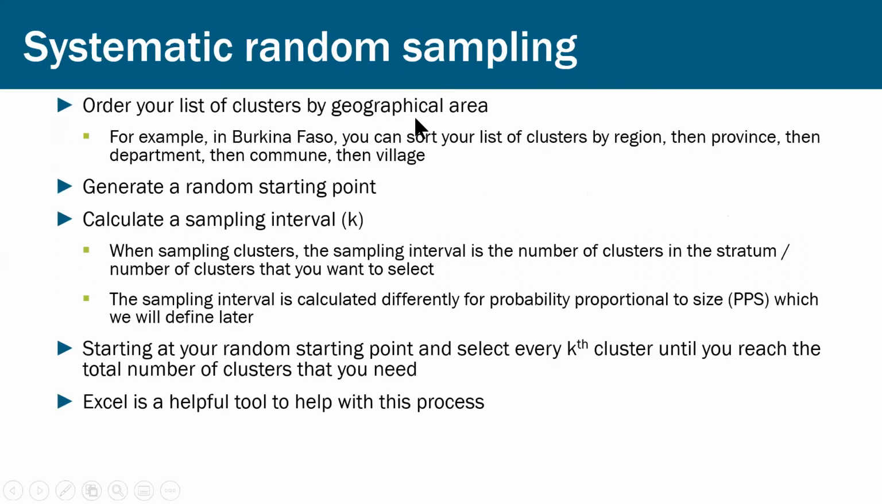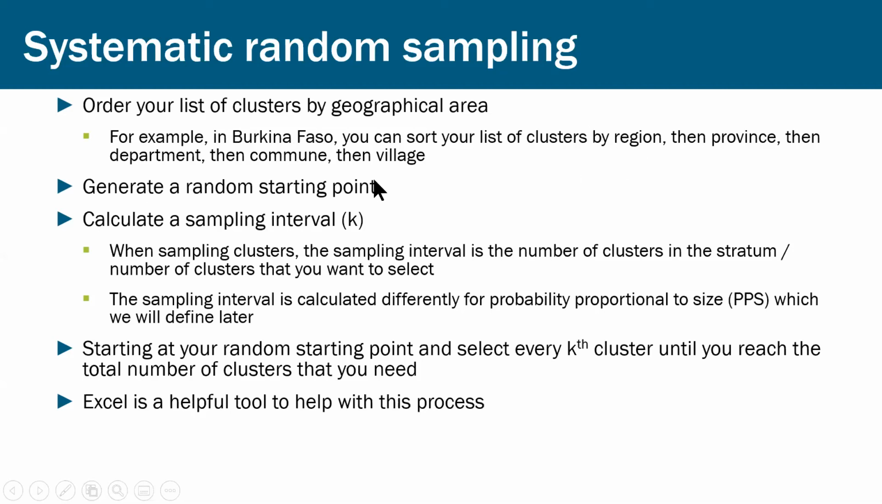So how do we go about doing the sampling of clusters? You want to first order your clusters by geographical area, essentially by administrative subunits. If we were working in Burkina Faso, we would sort our list of clusters by region, then province, then department, then commune, then village, because those are the administrative levels in Burkina. It's going to vary by country. This is assuming that our stratum, of course, is the region.